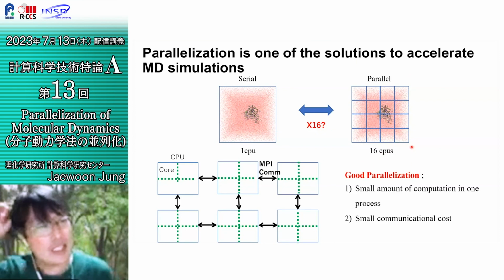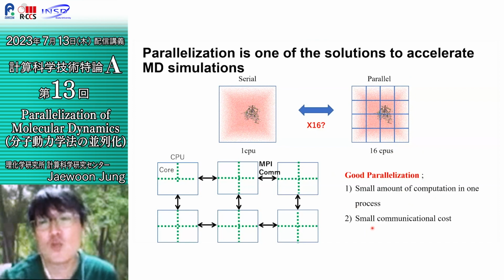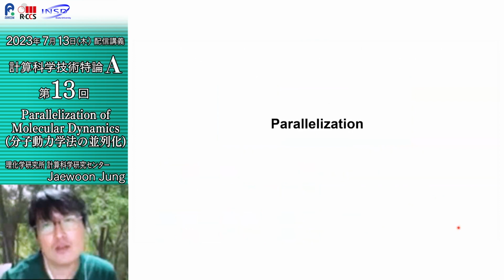But in fact, in every parallel computation, each processor needs to do some kind of communication. And also, you need to avoid the overlap of the same calculation. So the key point in parallelization is a small amount of computation in one process, and also you need to consider a small amount of communication. Then let's move to the parallelization.